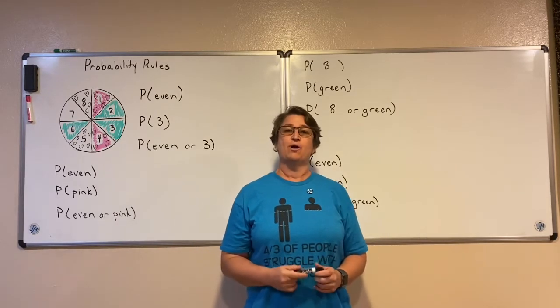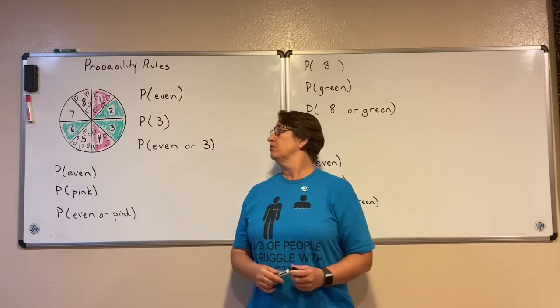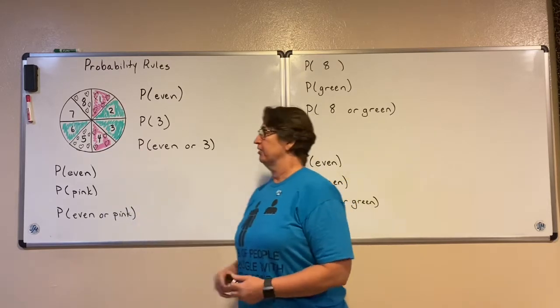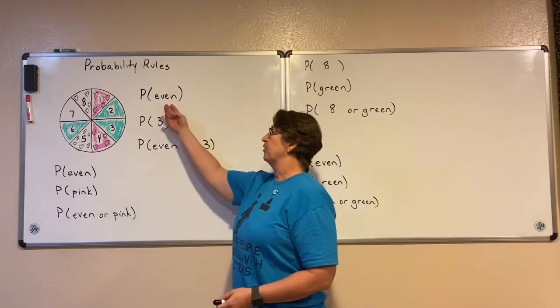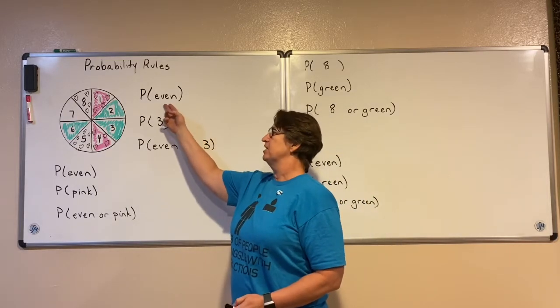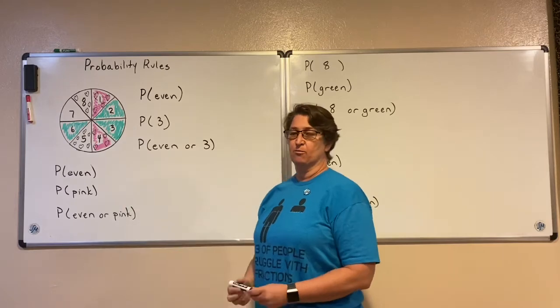Let's look at probability rules. So first, we have this spinner here, and we're just going to find some probabilities. Let's find the probability of spinning an even number.